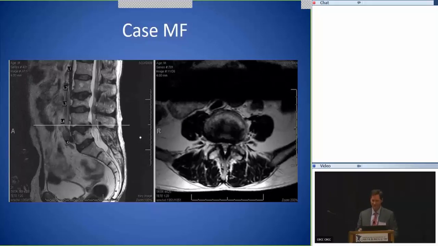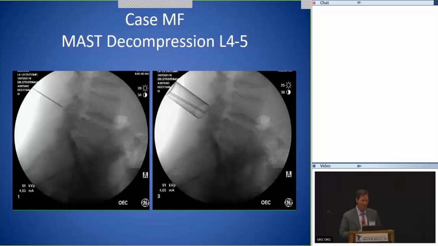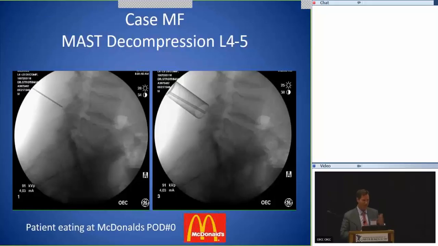Really a character. He ended up moving to California, but just a character. When we looked at his images, he looks to be stable. This is one of my first minimally invasive decompressions. So we did a minimally invasive decompression on this patient at L4-5. There's his intraoperative x-rays. And we planned to admit him. So we admitted him to the hospital. We weren't really sure how these things were all going to pan out.